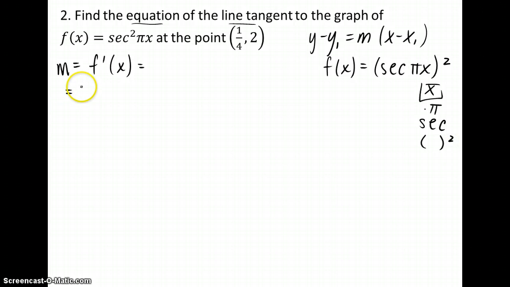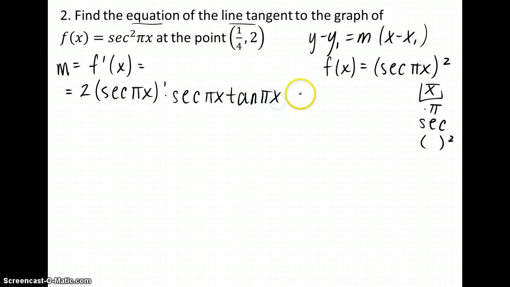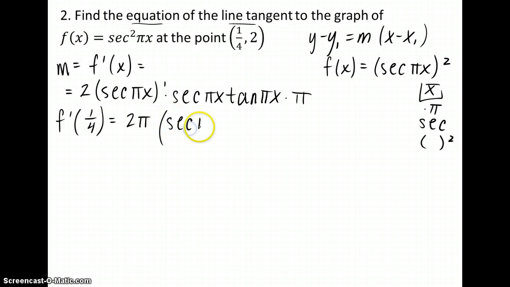So the derivative, working from the inside out, would be 2 times secant of pi x to the first power. Derivative of secant is secant of the function, tangent of the function, and then the derivative of pi times x is pi. So to get the slope of the tangent line, now we have to evaluate the derivative at 1/4. So we have 2 pi secant of pi times 1/4 squared, and then tangent of pi times 1/4.